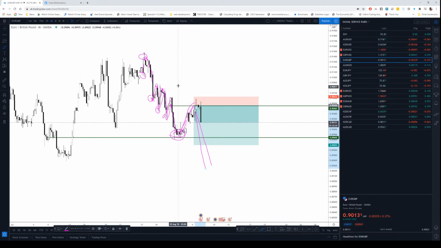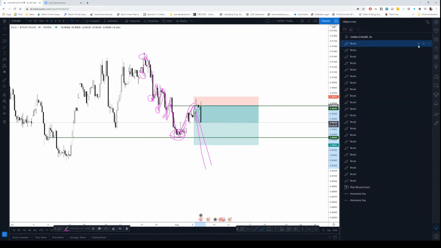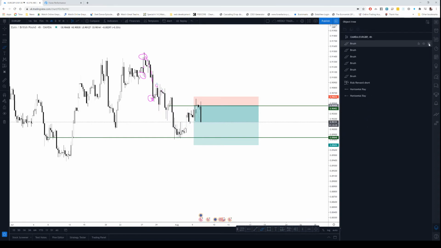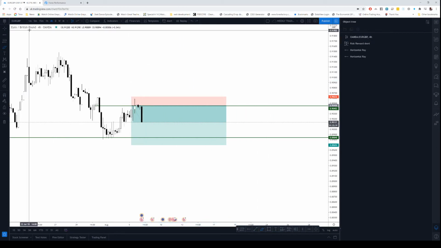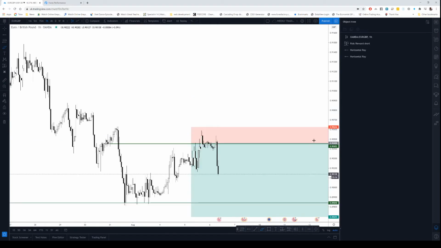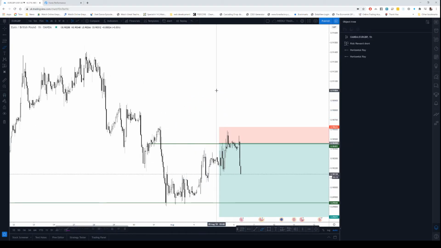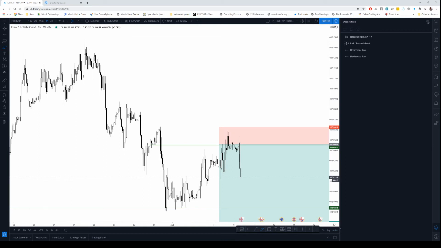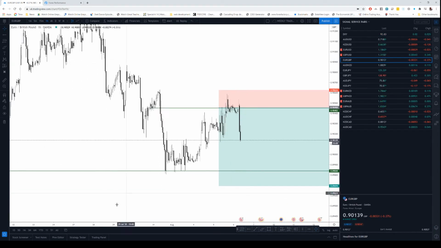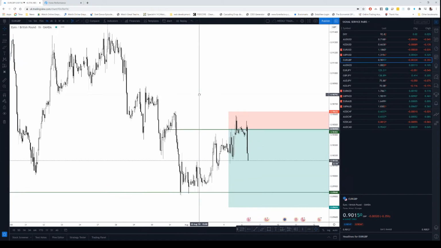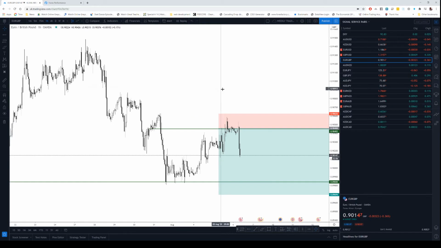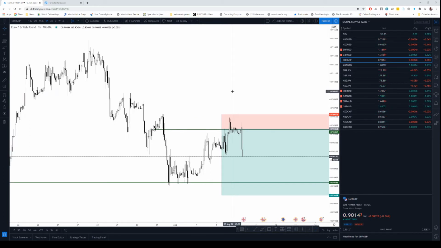But let's drop down to the hourly time frame. You see on the hourly time frame, let's click on there, click on here. You can see on the hourly time frame we have a different structure, especially in here.